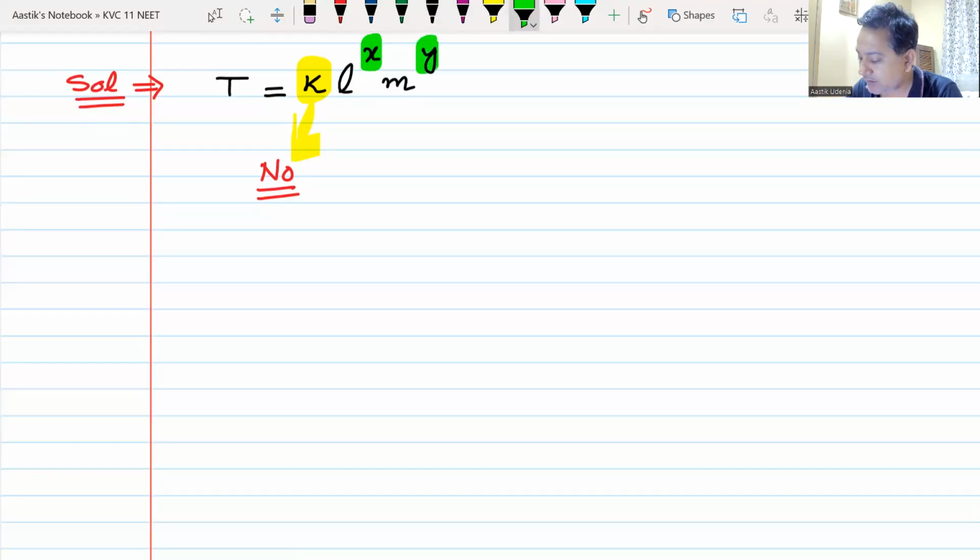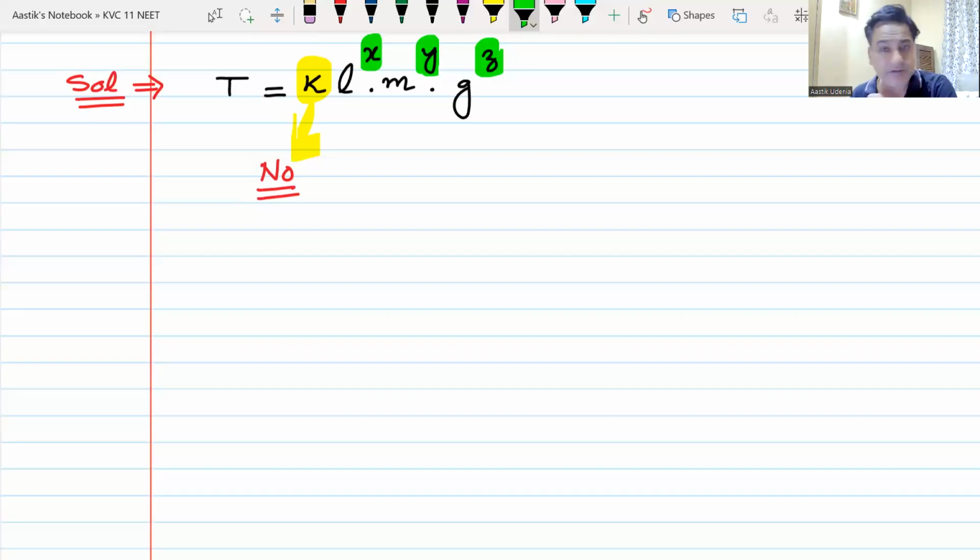So I will call it Y. Okay, what is the third quantity? It depends on, remember, acceleration due to gravity. Everything is multiplied here. G, again, I do not know what power of G it is, so I write it as Z. Now, these are the three unknowns which I can find out using dimension analysis.